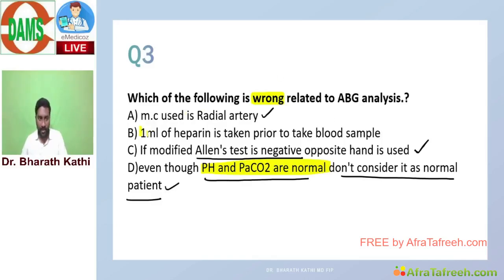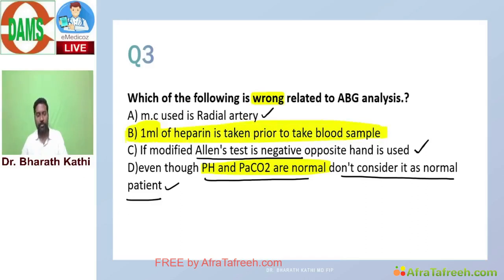It is not 1 ml of heparin. 1 ml of heparin should not be used for ABG sampling. It is 0.1 to 0.2 ml heparin.